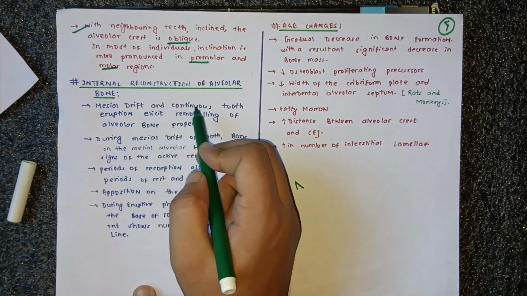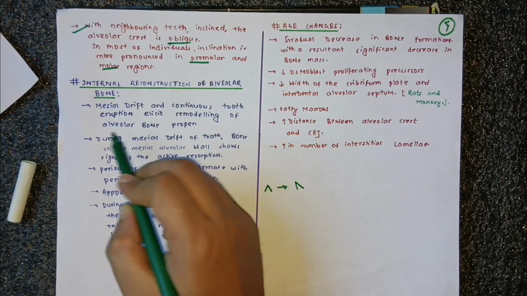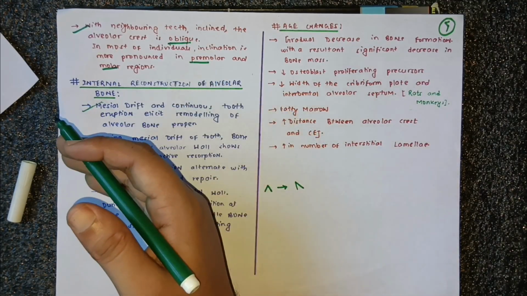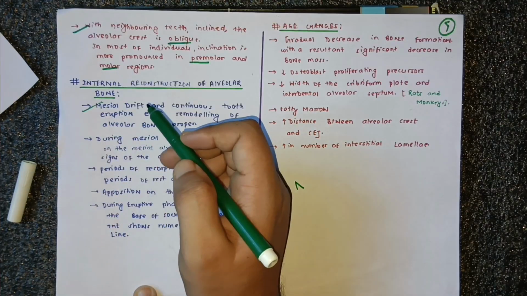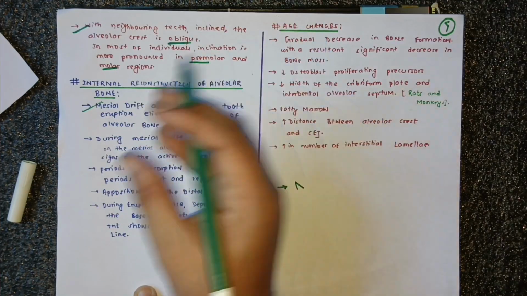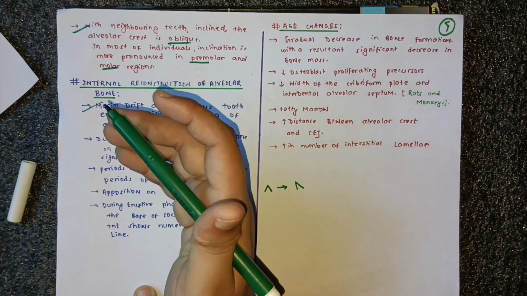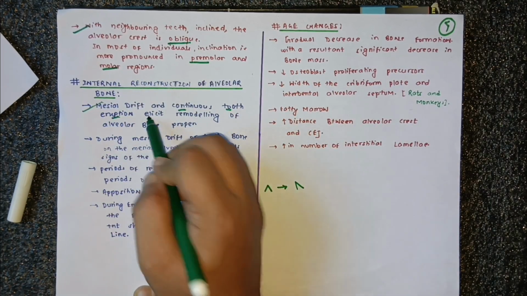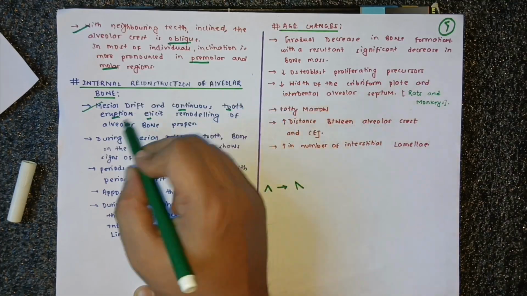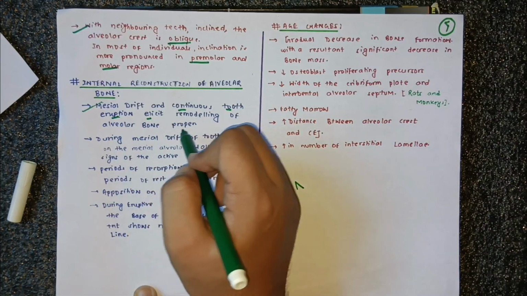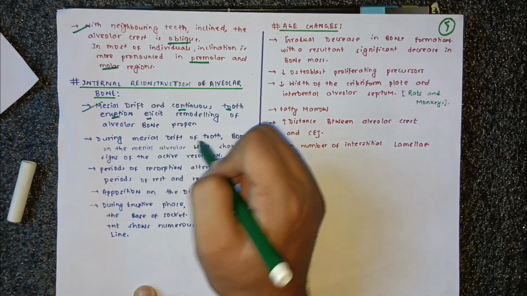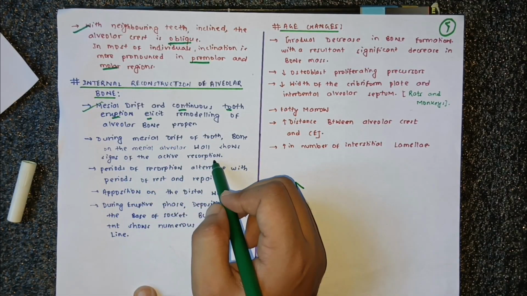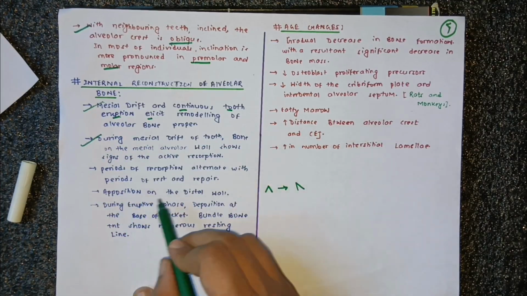Mesial drift and continuous tooth eruption elicit remodeling of the alveolar bone proper. Mesial drift means the tooth is drifting toward the mesial side, toward the center of the jaw. During the mesial drift of the tooth, the bone on the mesial alveolar wall shows signs of active resorption, and apposition occurs on the distal wall.